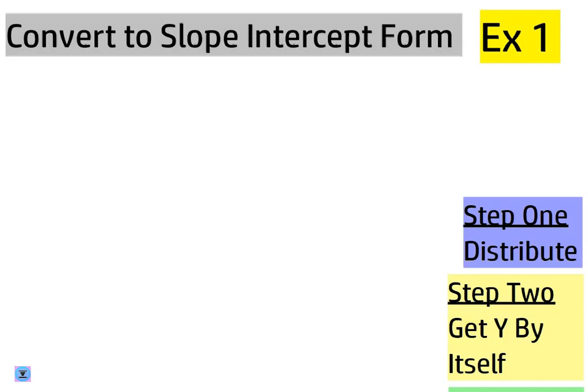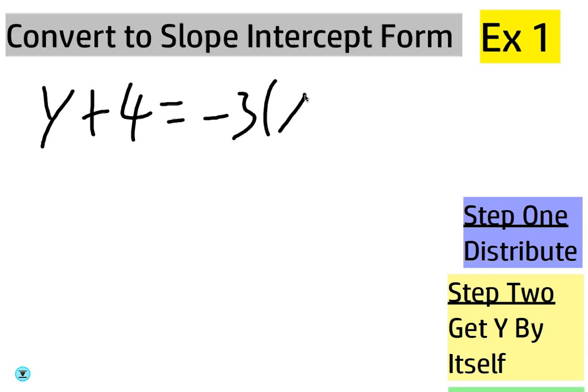So let's just go ahead and do the first example. Might as well do one from the worksheet, right? One example is enough. On the notes, it says y plus 4 equals negative 3 x minus 1. And notice the directions, convert to slope-intercept form. This is point slope form, right? So we have to convert to slope-intercept form, which is y equals mx plus b.